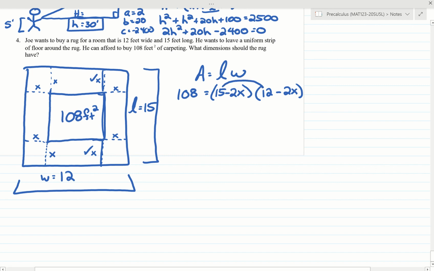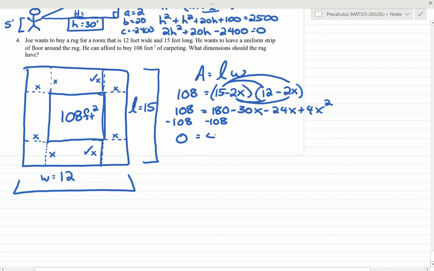So I'm going to multiply 15 times 12. That's 180. 15 times negative 2x is negative 30x, minus 24x plus 4x. And that whole thing's going to equal 108. Let's see here. This should be 4x squared, right? Let's get everything on the same side. So we wind up with 4x squared minus 54x plus 72.